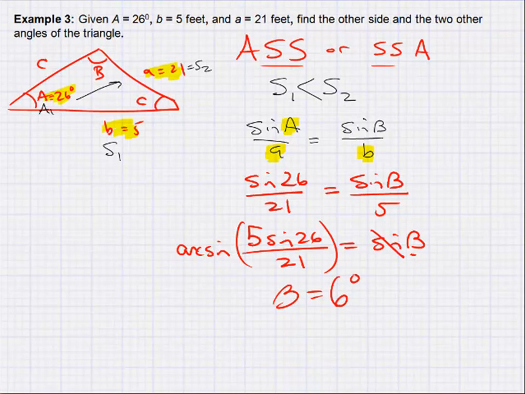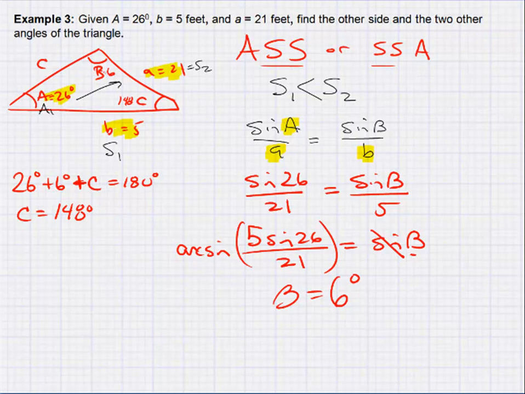So now we need to get the next angle. Well, if we know A and B, we can get C, right? So A is 26, B was 6, so that plus C gives us 180. So C equals 180 minus 26 minus 6. So I get 148 degrees for my C. So this is 148. This is 6.